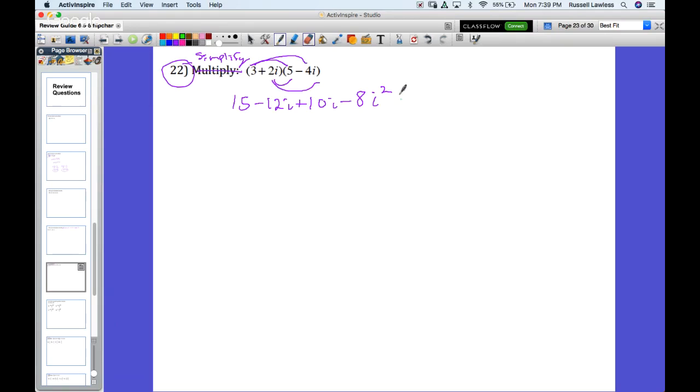Now, just a reminder about this i squared value. i squared is equal to negative 1. So this is really negative 8 times negative 1, and then that will be equal to 8.